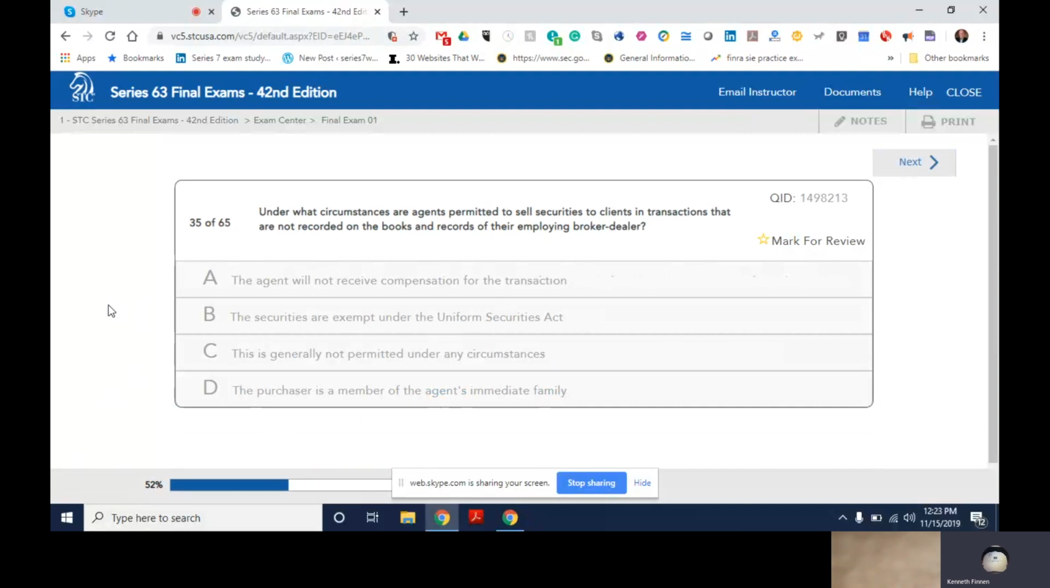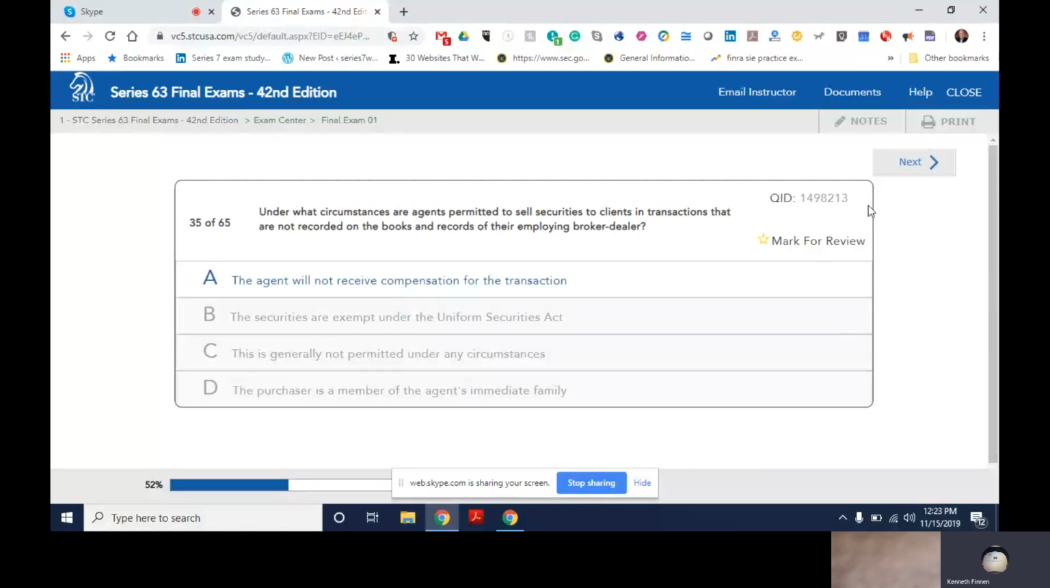Under what circumstances are agents permitted to sell securities to clients in transactions that are not recorded on the books and records of their employing broker-dealers? If you're doing business off the broker-dealer, you need permission. So let's find out. If you don't get compensation, maybe that's the answer. The securities are exempt. That doesn't matter. This is generally not permitted under any circumstances. And the purchaser a member of the agent's immediate family. No. So I'm going to go with that.